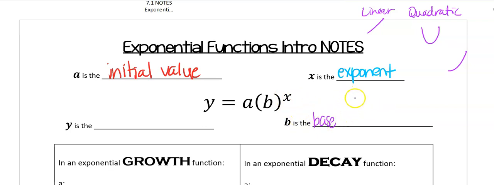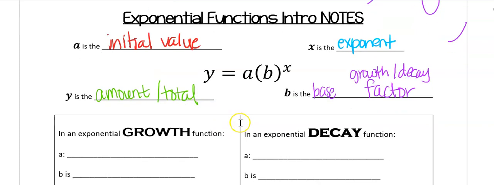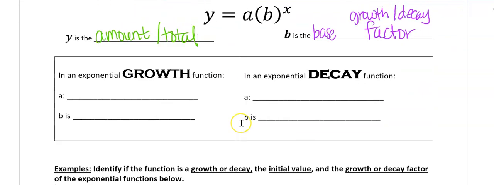And the base is going to be your growth or decay factor. And here's the big term, factor. There's a difference between the factor and the rate. We're going to talk about all of that good stuff. And then Y is just your amount or your total. We will probably use that interchangeably. Now, if you look at the PowerPoint, this is all going to fly in on the PowerPoint. That's what we're going to do in class, so you'll be following along like that.